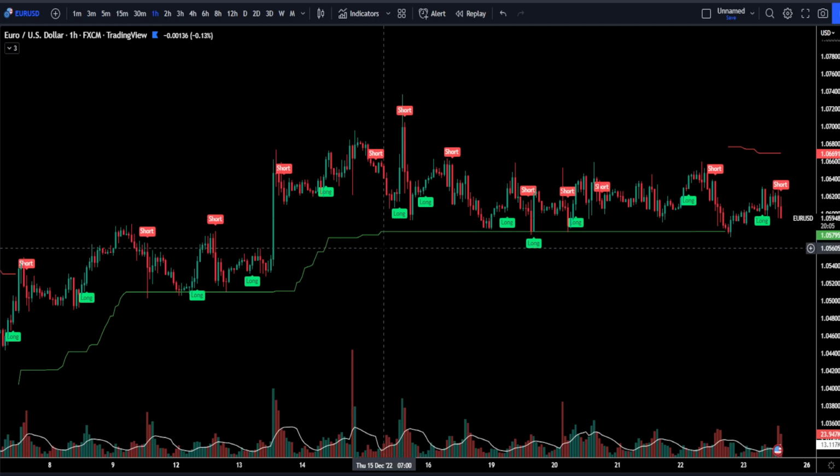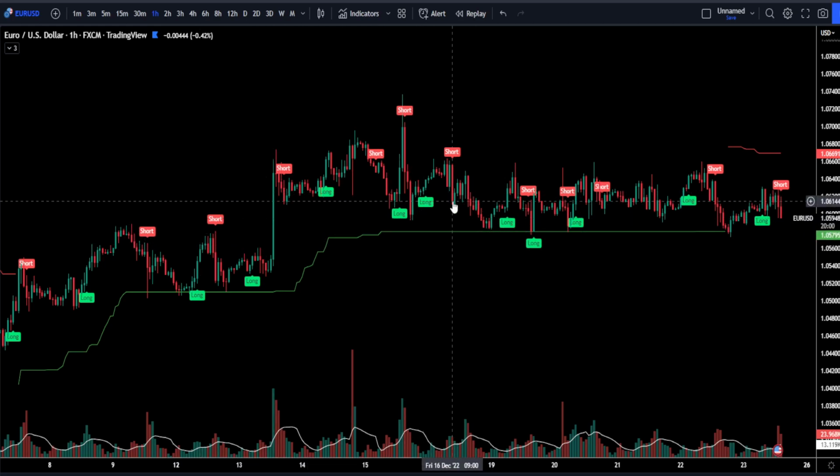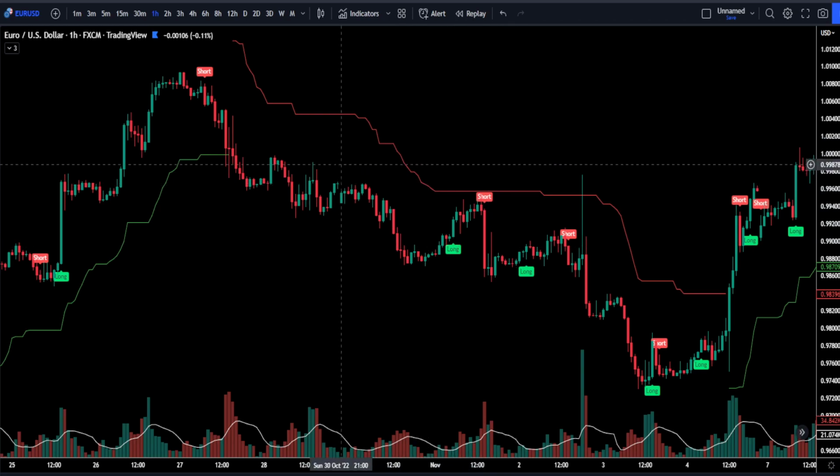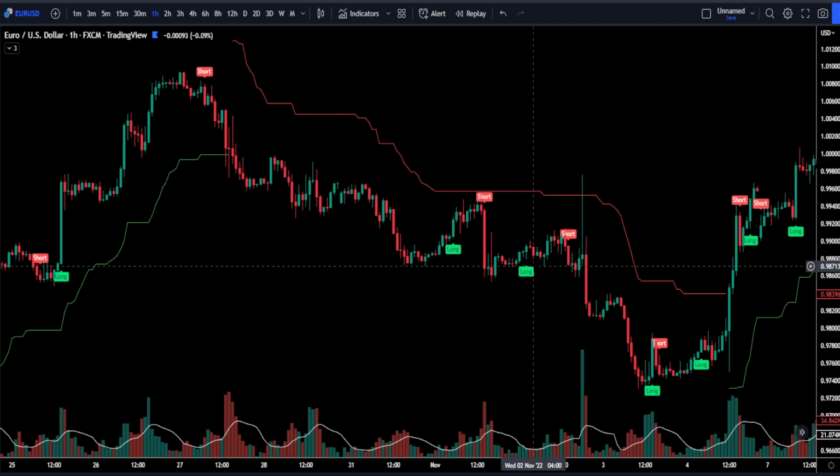When it is green and the price is consistently above the line, it would be considered to be in a bullish trend. So we're only going to be looking to take long trades during this time. But when the line is red and the price is constantly below our line, this would be considered to be a bearish trend, and we're only going to be taking short trades.